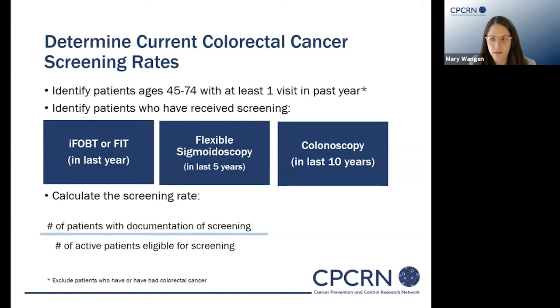Next, I need to identify patients who have received screening before, either in the form of an IFOBT or FIT in the last year, flexible sigmoidoscopy in the last 5 years, or colonoscopy in the last 10 years. And this number will be your numerator in the equation below. You'll divide that number by the number of active eligible patients for screening to get your CRC screening rate.